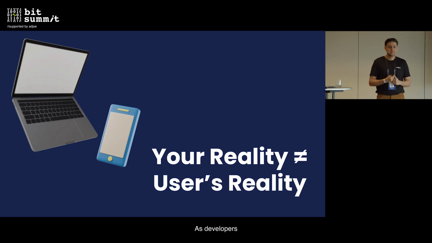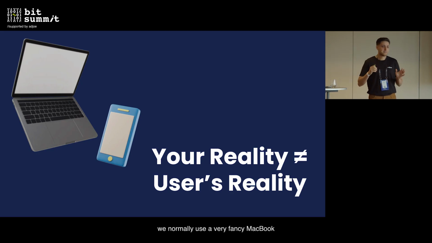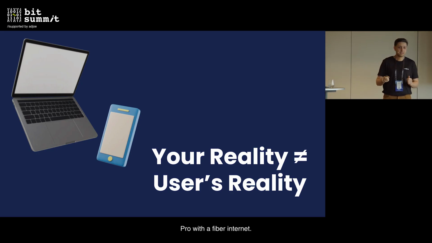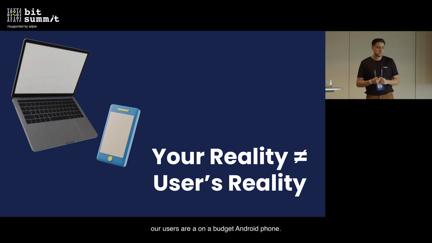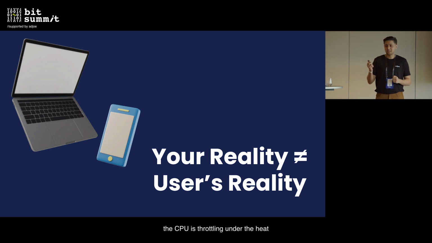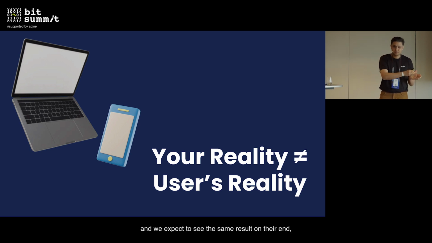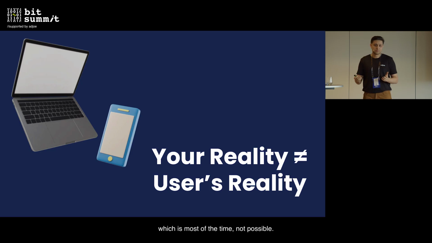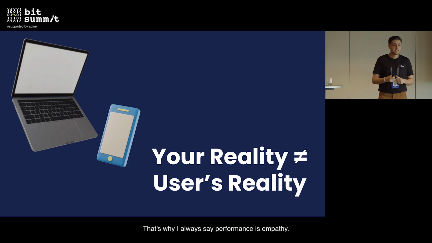As developers, when we are developing, we normally use a very fancy MacBook Pro with a fiber internet, but on the other hand, our users are on a budget Android phone with a congested network. The CPU is throttling under the heat, and we expect to see the same result on their end, which is most of the time not possible. That's why I always say performance is empathy.